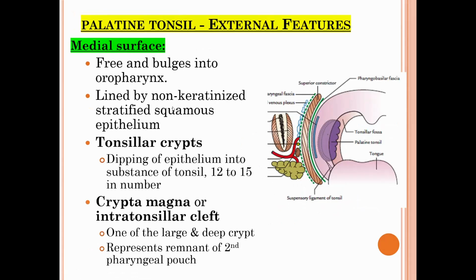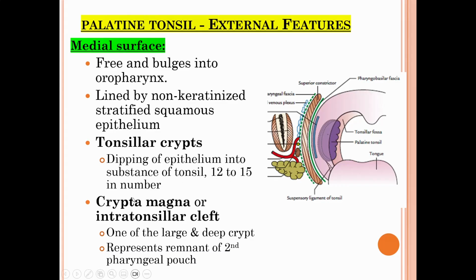Now palatine tonsil, if you see the external feature, this is the medial surface which is free and bulging into the oropharynx, and it is lined by the same epithelium which is lining the oral cavity. As I have already told you, non-keratinized stratified squamous epithelium. And here you can see the crypt. These are tonsillar crypts. These are nothing but dipping of epithelium into substance of tonsil.